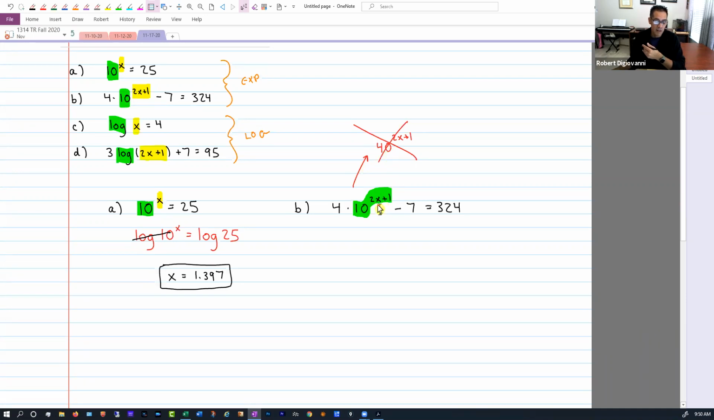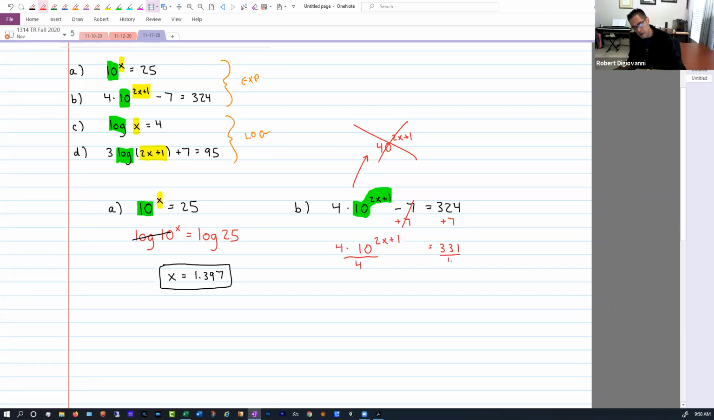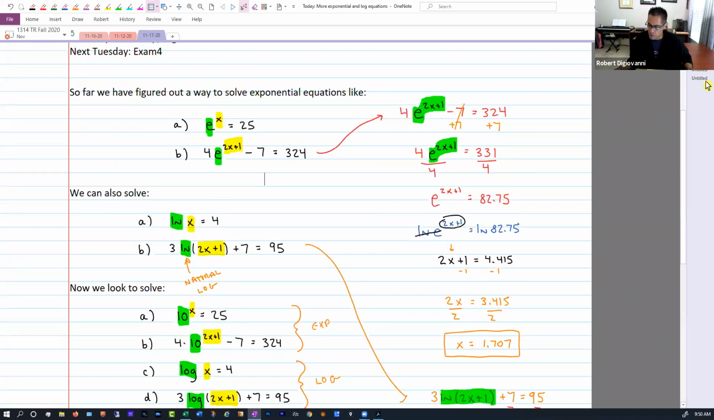So we just need to isolate the green. We'll do the same thing we did a minute ago. We'll add 7 to both sides. That'll give us 331 on this side. We'll have 4 times 10 raised to the 2x plus 1. Anyone have an idea what to do now? Would you divide by 4? Divide by 4. Yeah, let's just divide the 4 out, just like we did earlier. And then we'll have 10 raised to the 2x plus 1 equals, we did that earlier, 82.75.